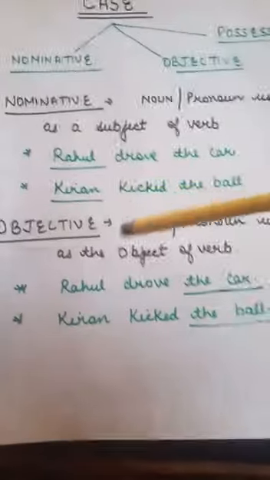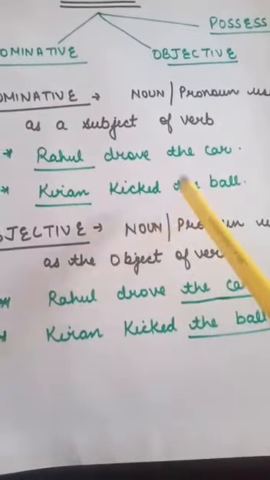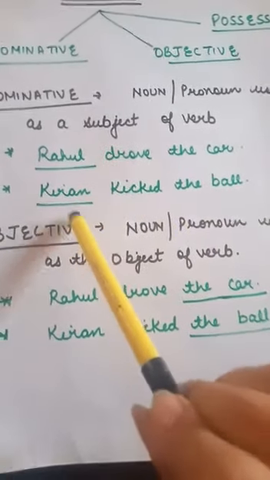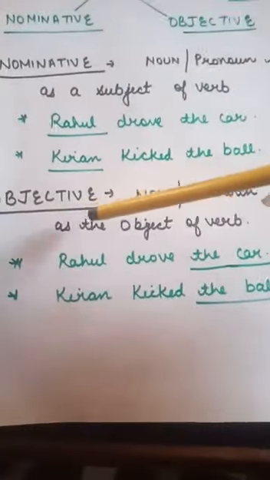Yes. Now what is the objective case? You can also see one more example. Kiran kicked the ball. Now who kicked the ball? Kiran. Yes, so Kiran is nominative case. Now what is objective case?